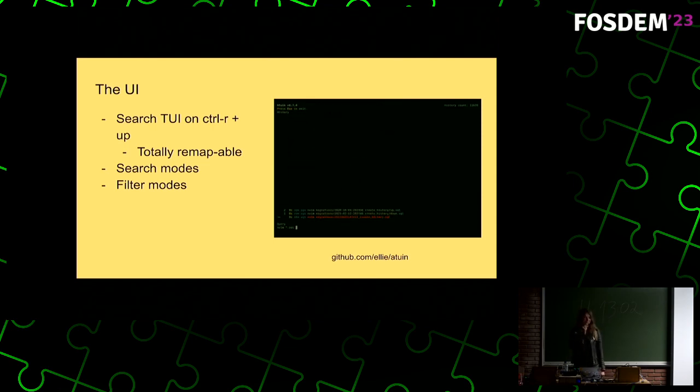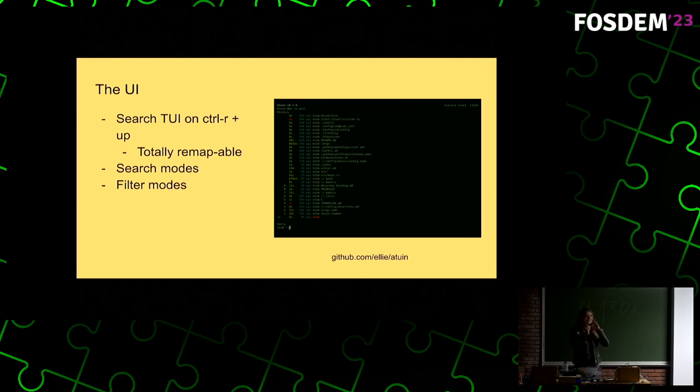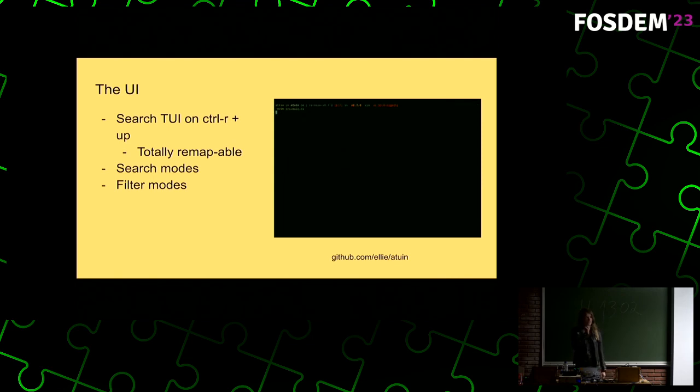On top of this database, we also built a search TUI. This is bound by default to Control-R and the up arrow, which is a little bit contentious for some people, so you can remap that too. The search UI has 3 different search modes by default. One of them is a fuzzy search, kind of inspired by FZF. The other is a prefix search, which is pretty self-explanatory, and a substring search, which, same thing, you should know what that means.